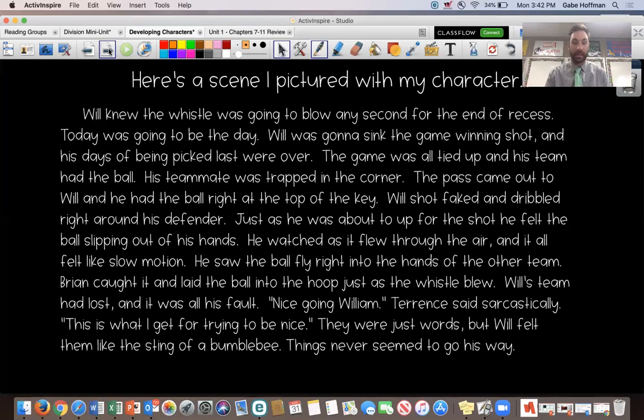But I said my character didn't have a lot of friends. He was always the last to get picked. He had trouble making new friends, right? He was clumsy. So you see those things all happening in this little section, the scene I wrote. He loses the ball. His clumsiness comes into play. The other team gets it and ends up winning it. He feels like it's his fault, so he kind of gets down on himself.